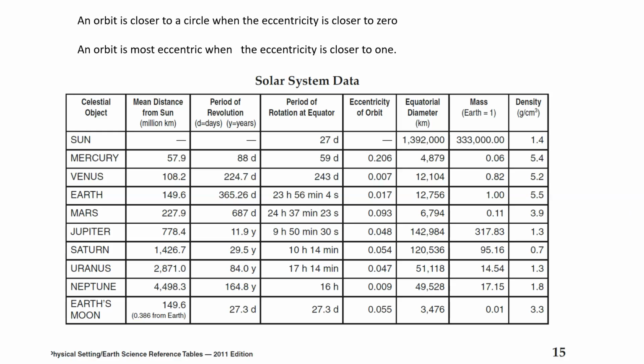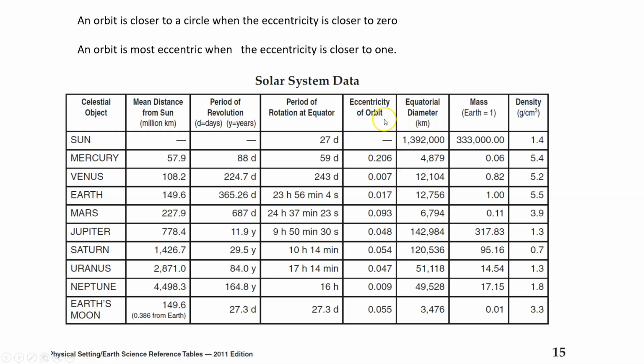All right, so now, if we take a look at the Earth Science Reference Tables, and this is the data chart on page 15, one of the things we're going to look at is the eccentricity of the orbit. And you guys commonly will hear in the news the supermoon. That has to do with when the moon is closer to the Earth. So when we take a look at the eccentricity of an object, when we say the orbit is closer to a circle, the eccentricity is going to be closer to 0. And when the orbit is most eccentric is actually when the eccentricity is closer to 1.